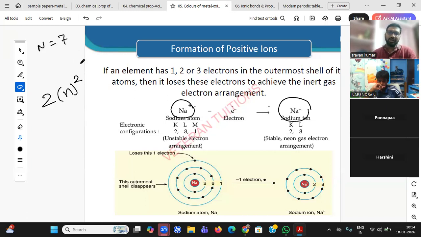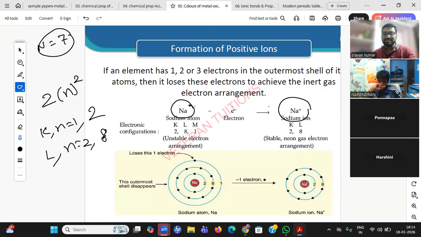Nitrogen is 7. So for the K shell, the n value is 1, so how many electrons? 2 into 1 square, 2. K, L, M, N. For the L shell, the n value is 2. 2 into 2 square is 8. But it only has 7 electrons. How can you adjust 8 electrons? Only the remaining 5 electrons you will adjust here. 2 comma 5, 2 comma 5.